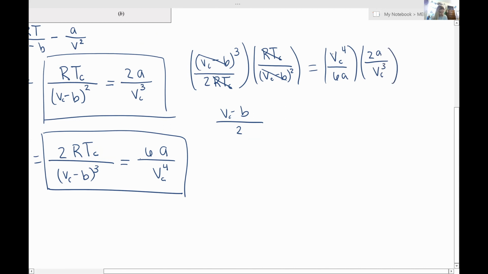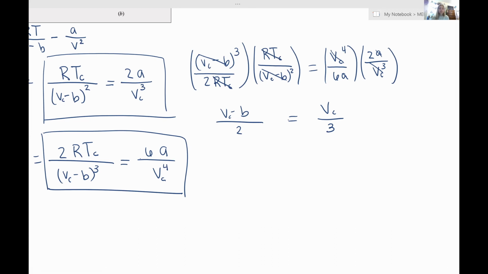And you can see our VCs are going to cancel, and we're left with 1 VC in the numerator. And our A's are going to cancel, and 2 divided by 6 is going to leave us with a 3, sorry, in our denominator. So now you can see that we've eliminated many terms here, and we are left with just our B value and critical volume. So we can actually go ahead and solve for B here to get our equation for B.